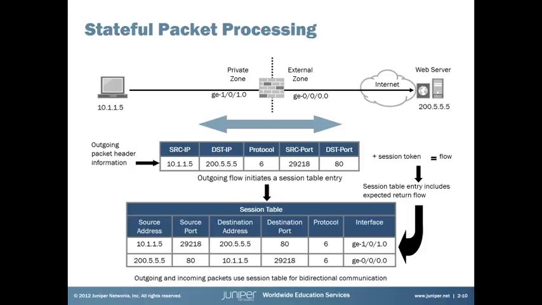So what we look at here, what our stateful firewall is going to look at, is things like the source IP address, destination IP address, the protocol, source port, destination port. So it's going to look at those pieces of information. So there's 5 pieces of information there.